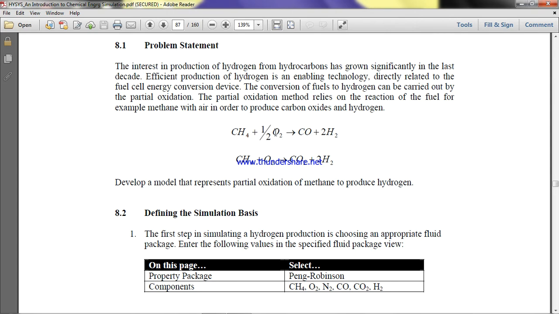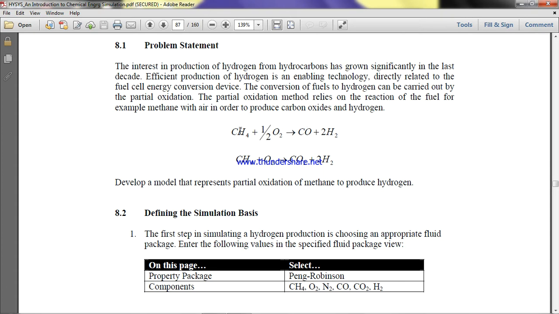Methane reacting with oxygen to give carbon monoxide and hydrogen, and then at the same time methane reacting with oxygen to give carbon dioxide and hydrogen. Okay, so these two reactions happen together, so this is what is called parallel reactions. So the two happen at the same time.